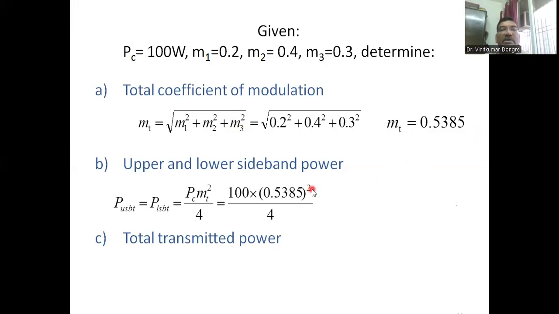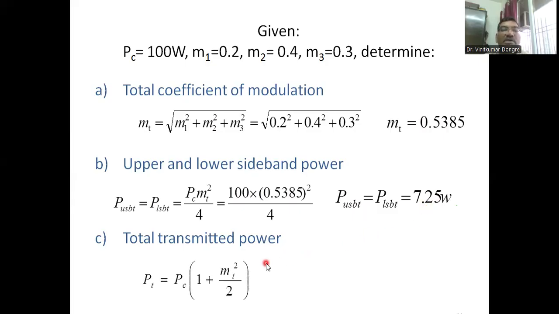Upper and lower sideband power. So the total upper sideband and lower sideband power is PC MT squared by 4. PC is given as 100 watt. MT total you have calculated as 0.5385, squared, divided by 4. So how much does it come to? It comes to 7.25 watt. That is upper sideband, and lower sideband also. So this upper and lower sideband power is 7.25.